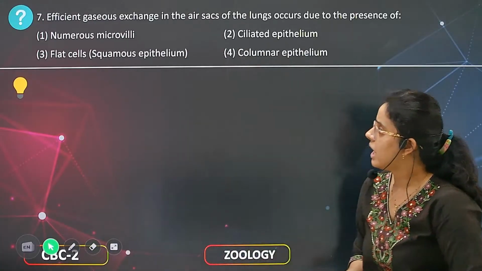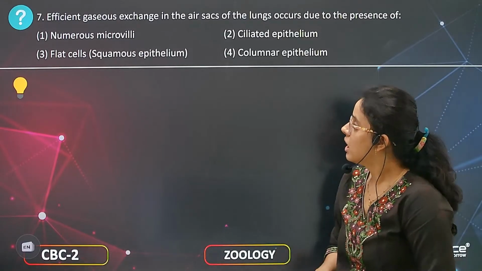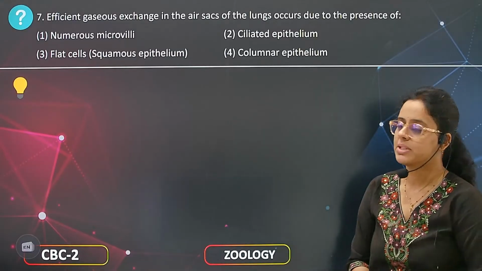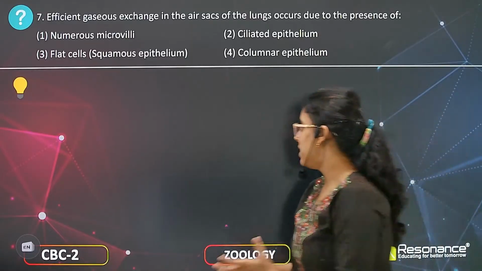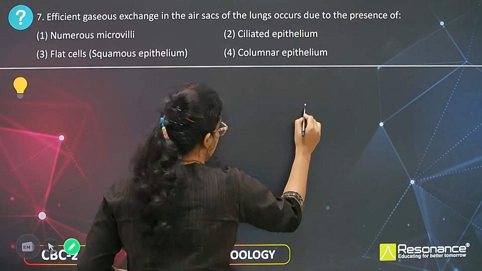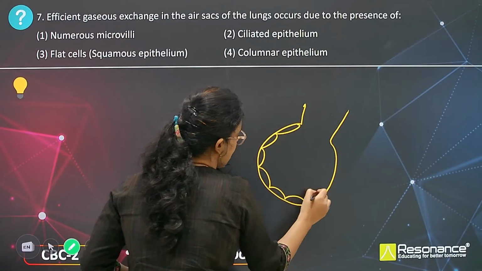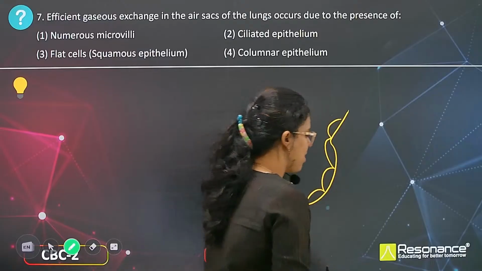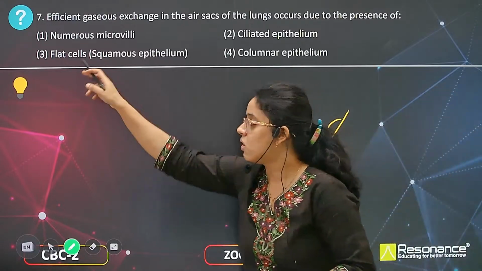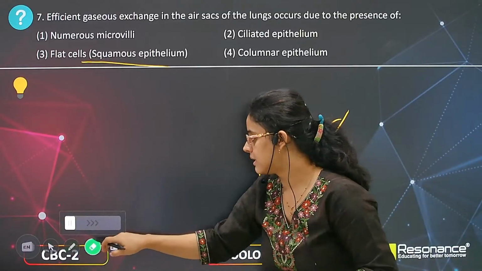The next question. Efficient gaseous exchange in the air sacs of the lungs occurs due to the presence of numerous microvilli, flat cells, squamous epithelium, ciliated epithelium or columnar epithelium. As we have discussed already, the alveolar sac is made up of, by now you must have guessed the answer, squamous epithelium. Flat cells, like tiles, also called pavement epithelium. So the answer is going to be flat cells.